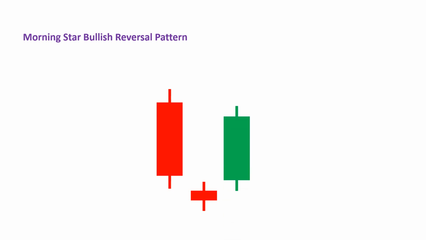The third candle should be a long green bullish candle that closes above the midpoint of the first candle's body, indicating that buyers have gained control and potentially reversing the prior downtrend into an uptrend. This is how the morning star bullish reversal pattern is formed. Some traders enter a long position as soon as the fourth candle passes above the high of the third candle as a confirmation signal, and put their stop loss a distance below the second candle in the pattern. This is how traders use the morning star to enter the trade.